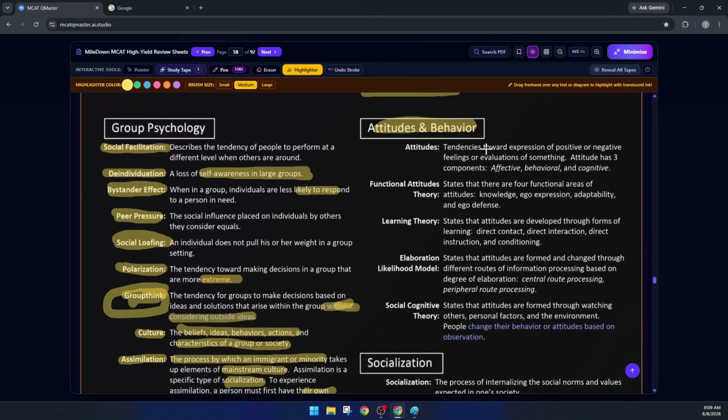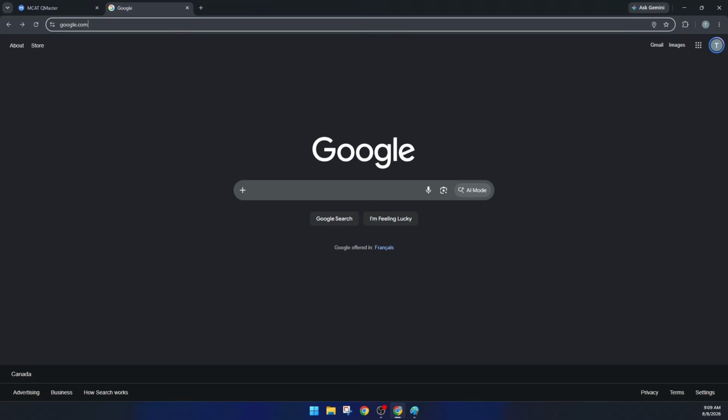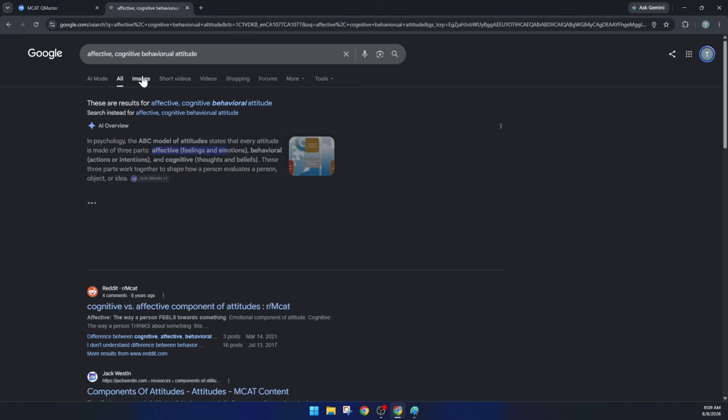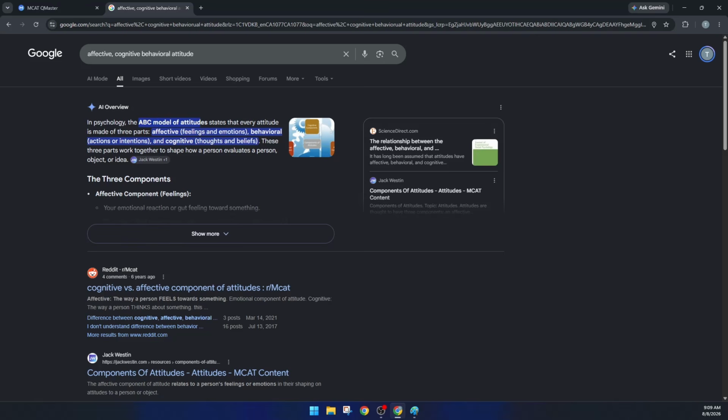Attitudes and behavior, attitudes or tendencies towards expression of positive or negative feelings or evaluations about something. The main thing you want to remember about attitudes is not only its definition, but these three components. Attitudes can have an affective component, a behavioral component, and a cognitive component. Affective, behavioral, cognitive, attitude. This is also known as the ABC model of attitude. Affective means your feelings and emotions, behavioral means your actions and intentions, and cognitive means your thoughts and beliefs.